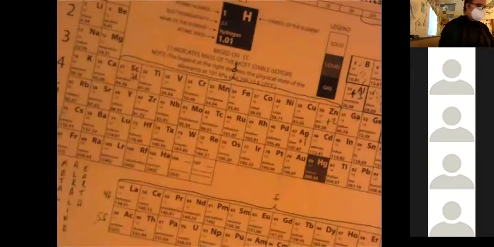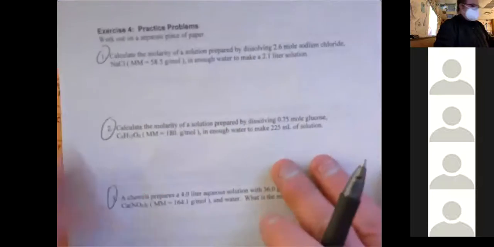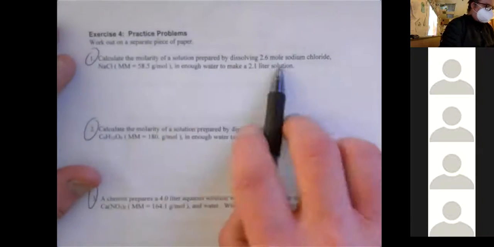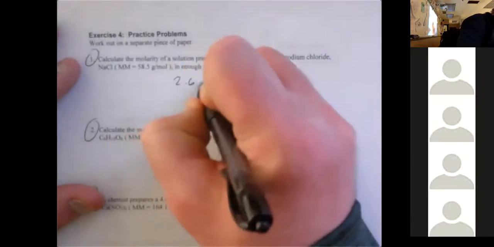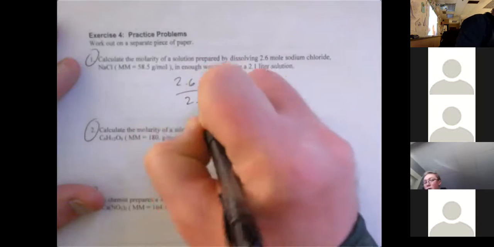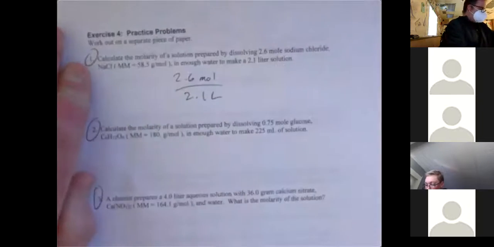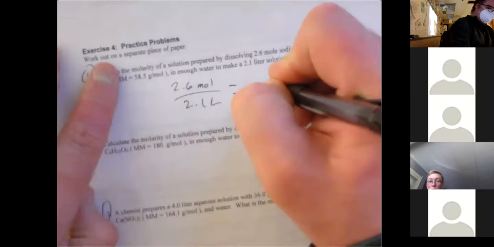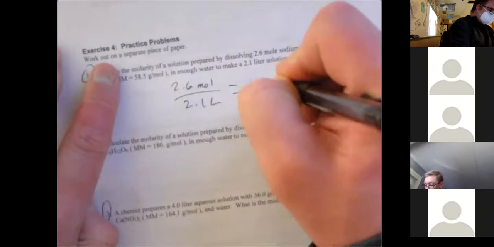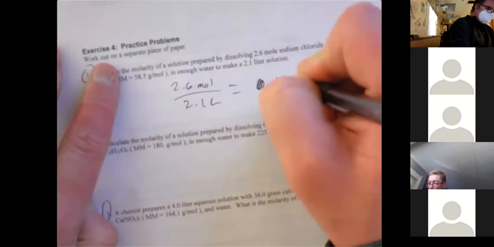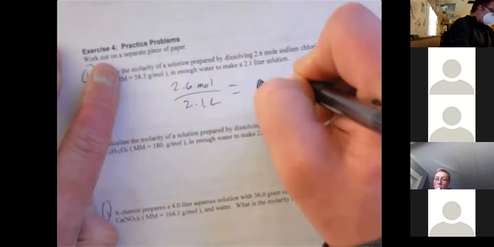All right, let's do a few of these real quick. So we've got calculate the molarity of this. So this is easy enough. 2.6 moles over 2.1 liters. 2.6 divided by 2.1. The answer is about 1.2. Two significant digits, so 1.2 moles per liter.